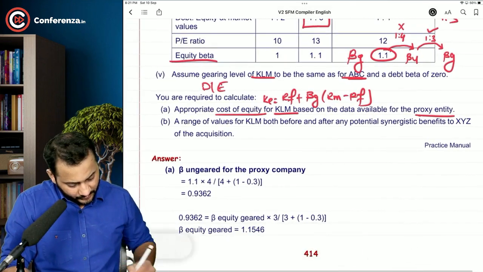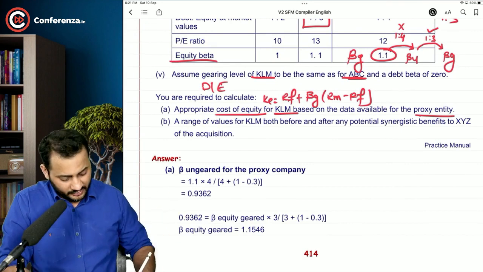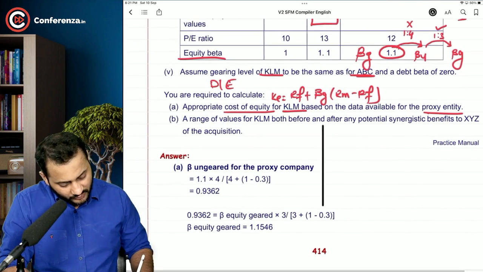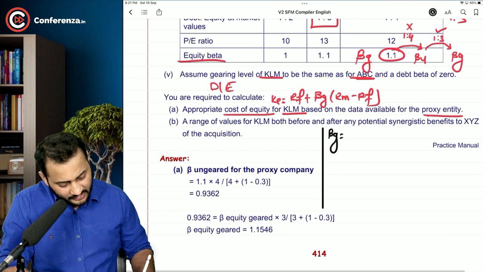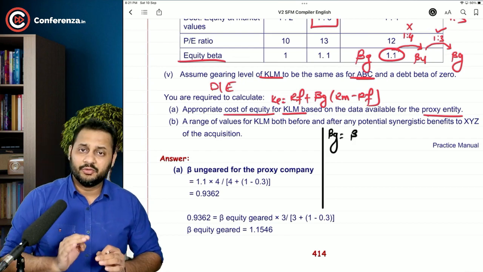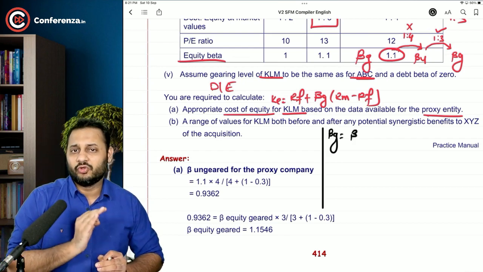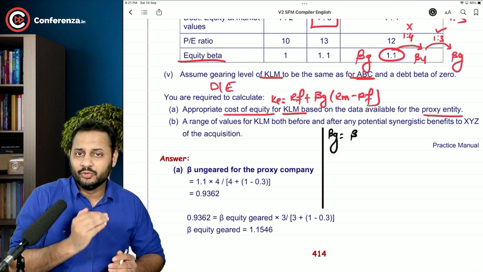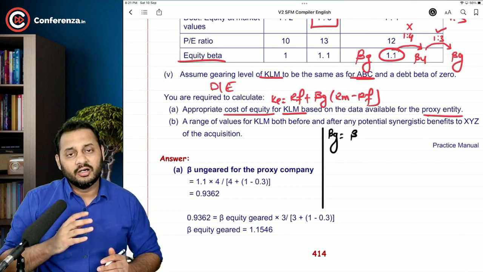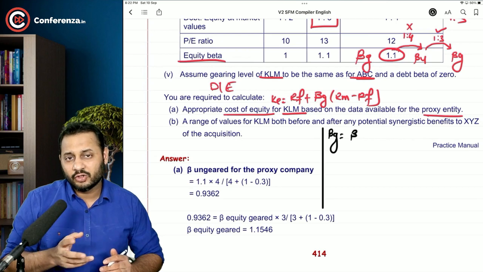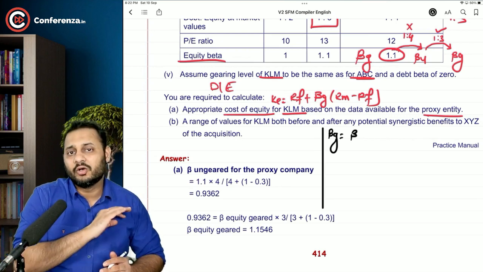Simple procedure, I'm going to write it down once again. It is given here, but just follow the process. What is the formula for geared beta? Always, this is a suggestion, always start with a formula. Whenever you are using a formula, don't just remind yourself of the formula in your mind and then just write down the values directly.